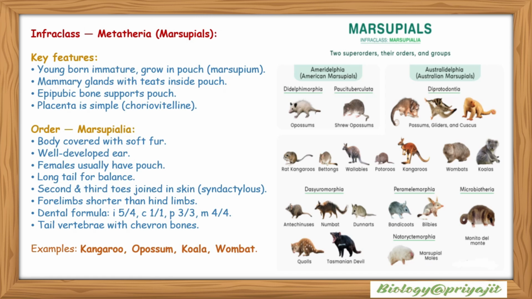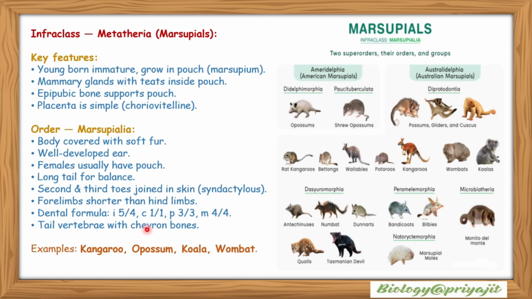Infraclass Metatheria, which includes marsupials: young are born immature and grow in a pouch or marsupium, mammary glands with teats inside the pouch, epipubic bone supports the pouch, and placenta is simple like a choriovitelline placenta. Order Marsupialia: body is covered with soft fur, well developed ear. Females usually have a pouch, long tail for balance. Second and third toes join in skin, so they are called syndactylous. Forelimbs are shorter than hind limbs. Dental formula is incisor 5/4, canine 1/1, premolar 3/3, and molar 4/4.